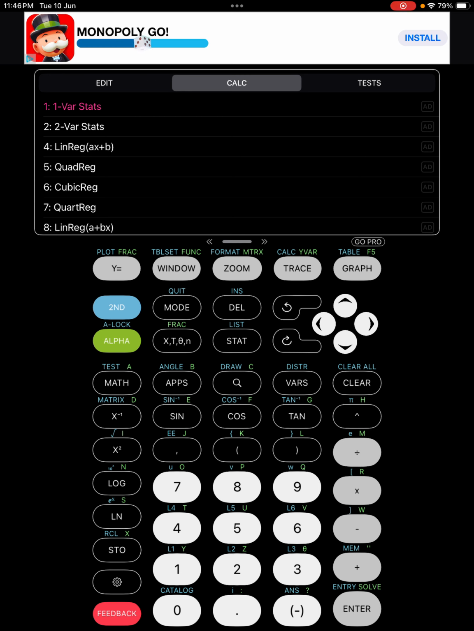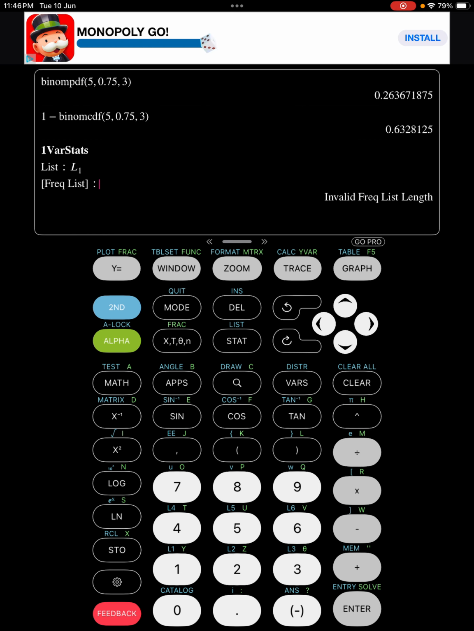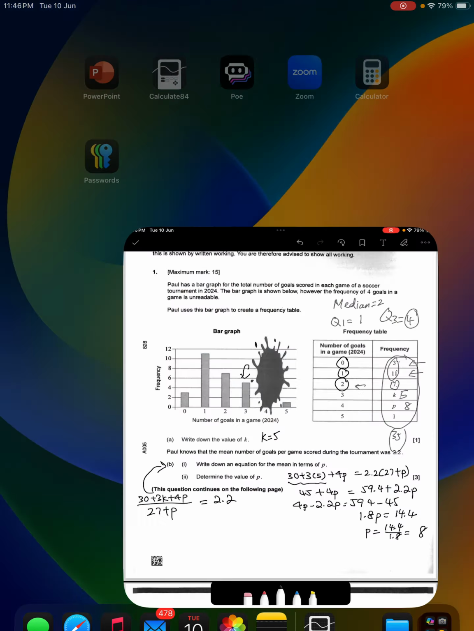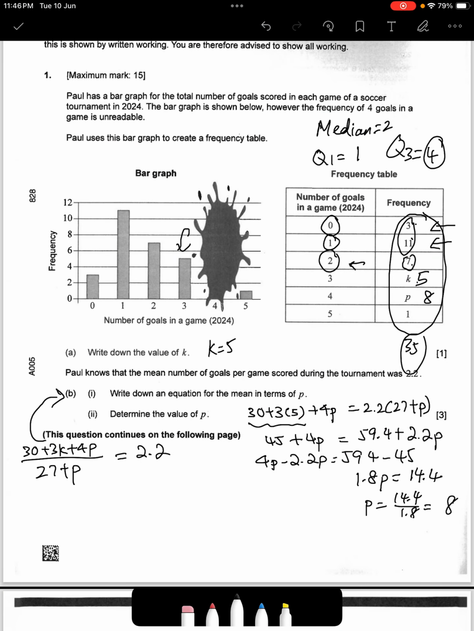Okay, but anyway, let's go back to this. Go back to calc. Choose option 1. Then this will be second L2. There we go. So you probably realize that your Q1, which is the lower quartile, is 1. Q3, which is the upper quartile, happens to be 4. So I am right in calculating the median, the lower quartile, and the upper quartile.